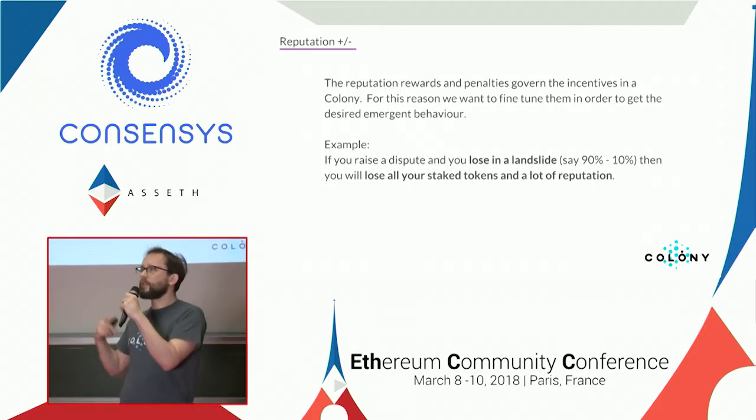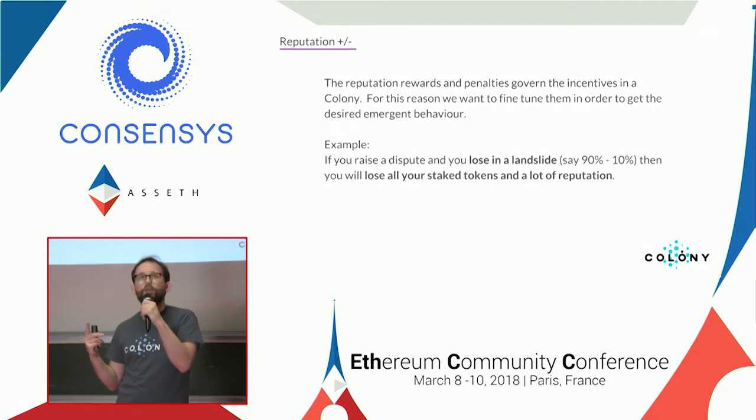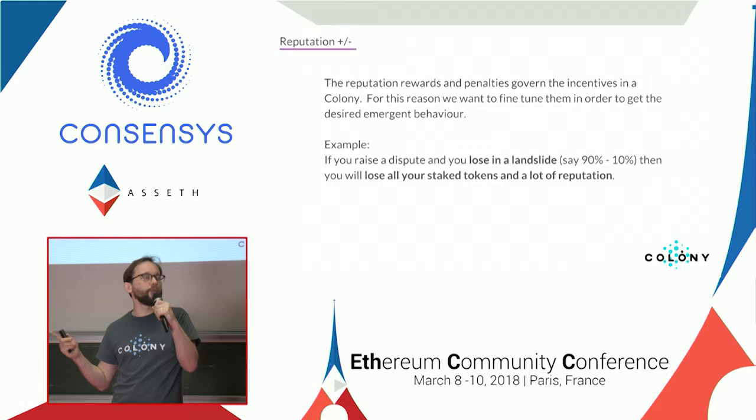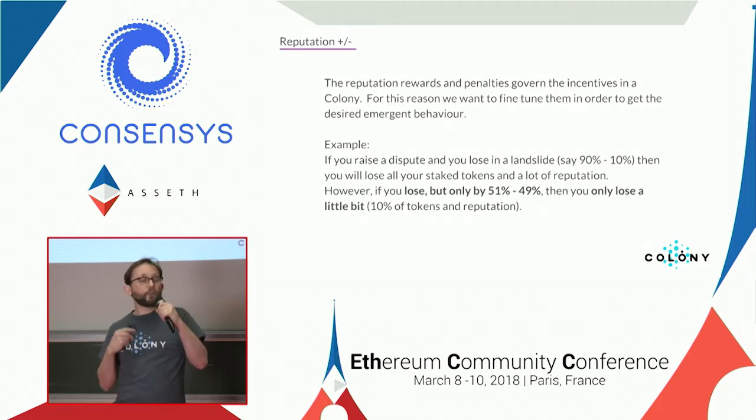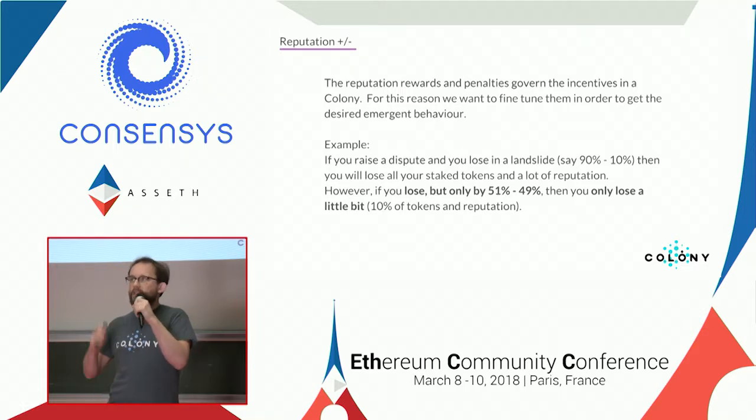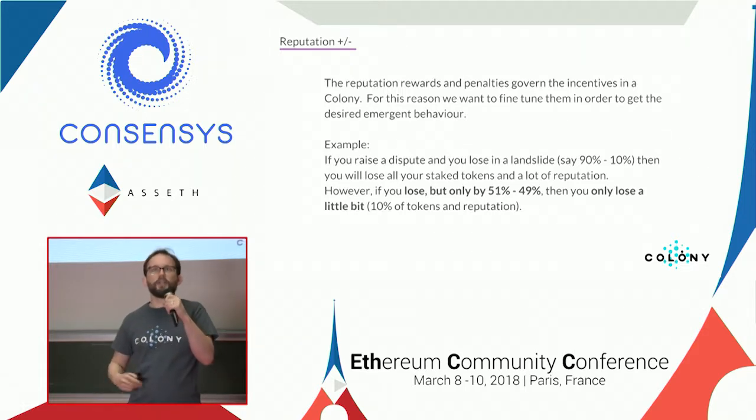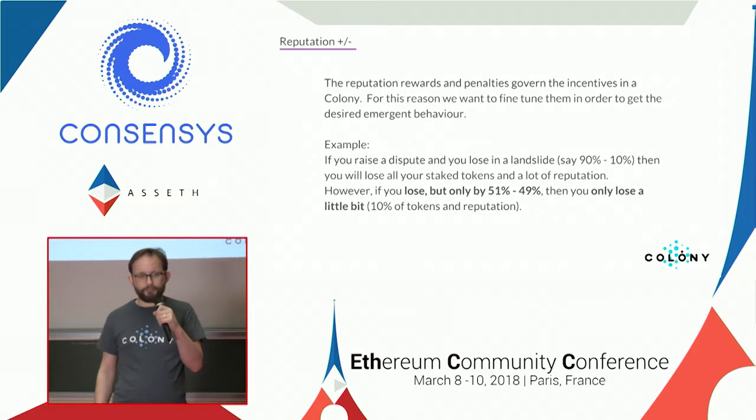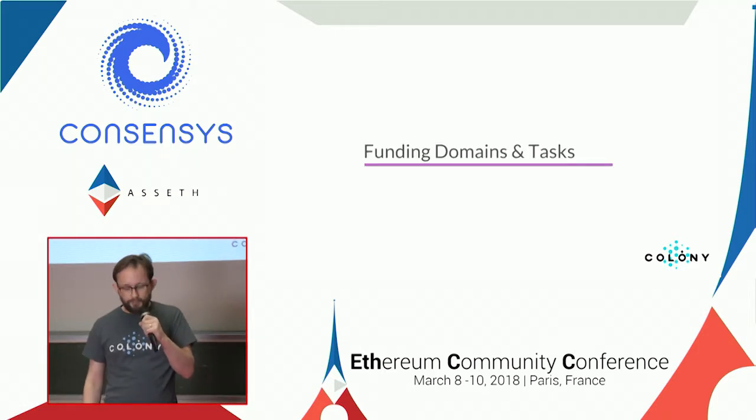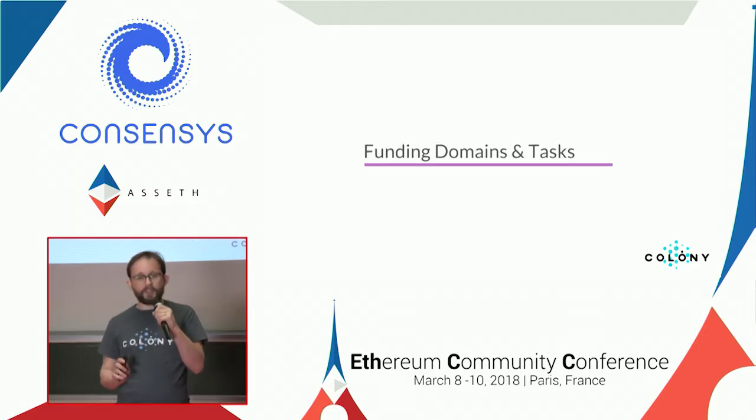Because you should be in communication with the rest of your team, with the rest of your colony. You should have known that everyone else disagrees with you. You're really encouraged to have communication out of band. But if you do force a vote and you lose it by 51 to 49, your reputation penalty is much, much slighter, because probably it was a good idea to have an explicit vote because it wasn't so clear what everyone was thinking.